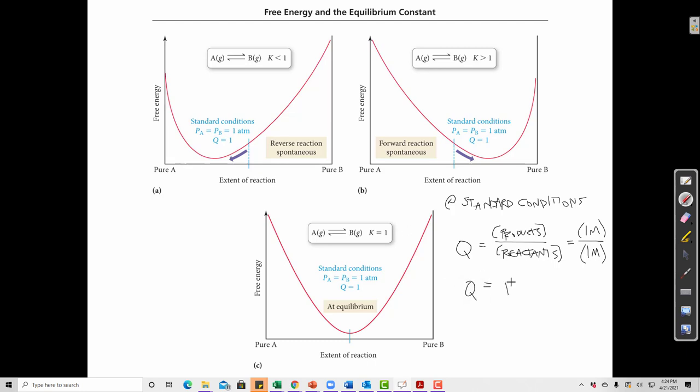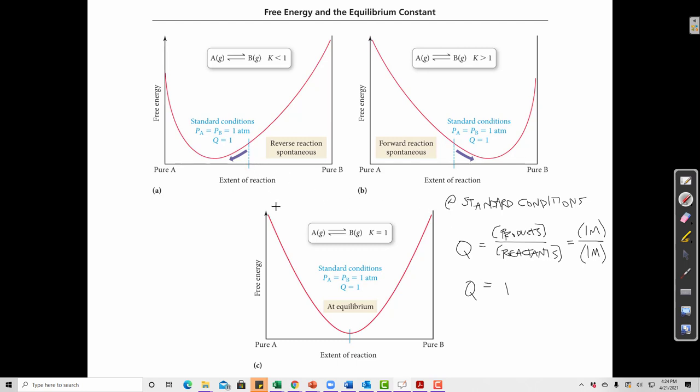And it doesn't matter if I have these squared, or this times something else, or this times something else. If everything is 1, then Q is always 1. So under standard conditions, Q is always equal to 1, because we've defined it that way. We've said it's always equal to 1 molar. So that's always going to be halfway in between.